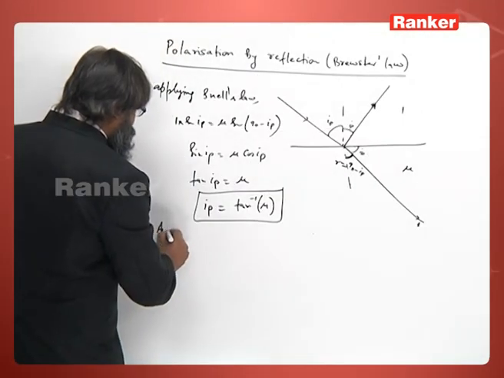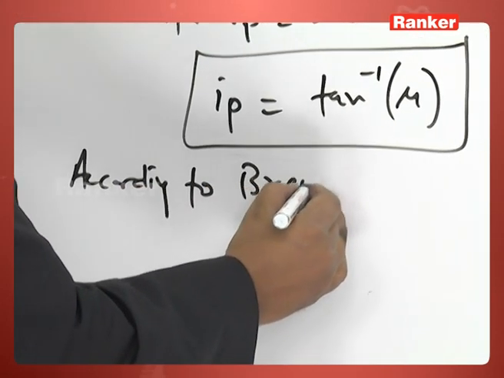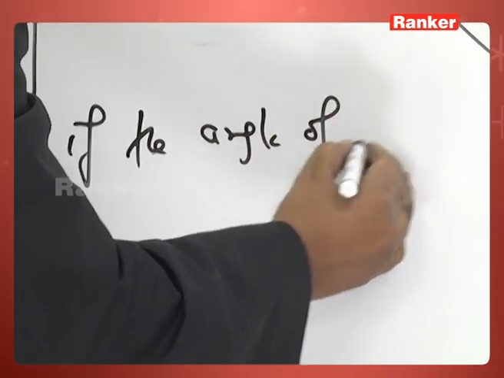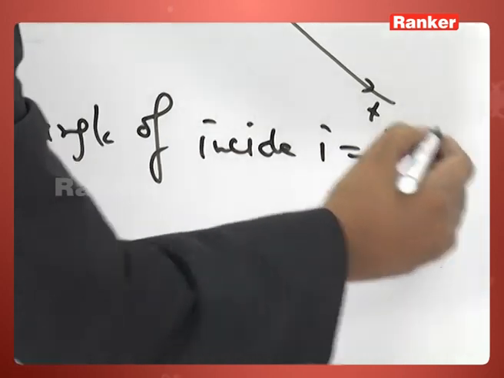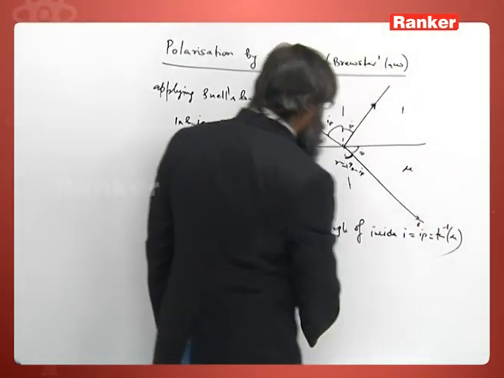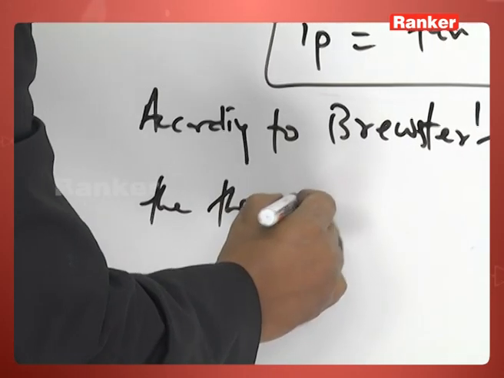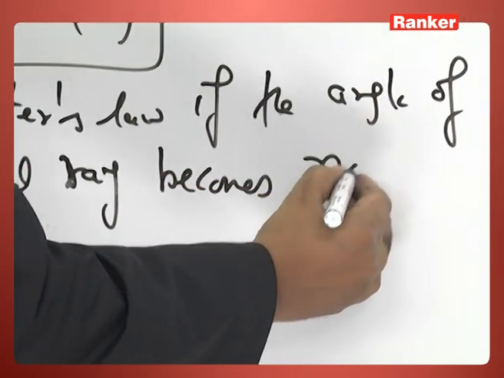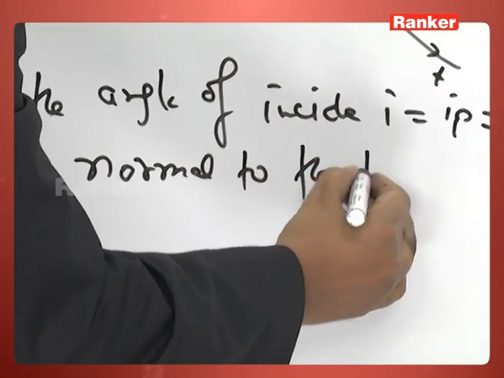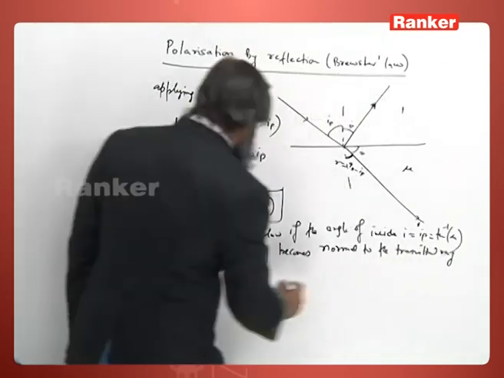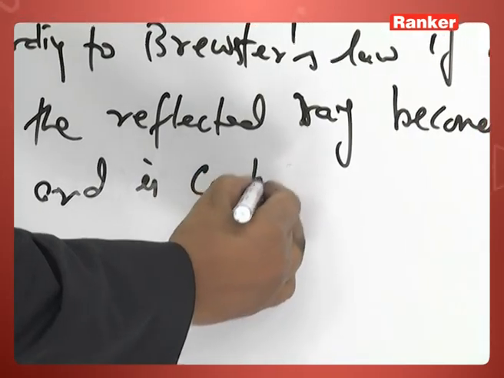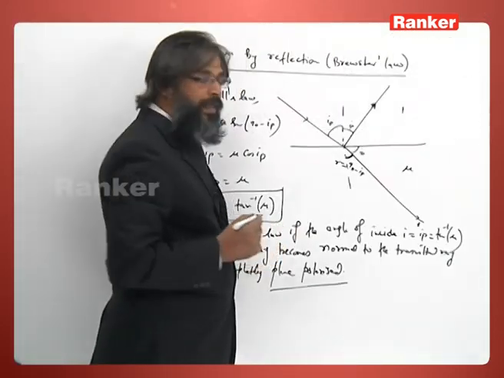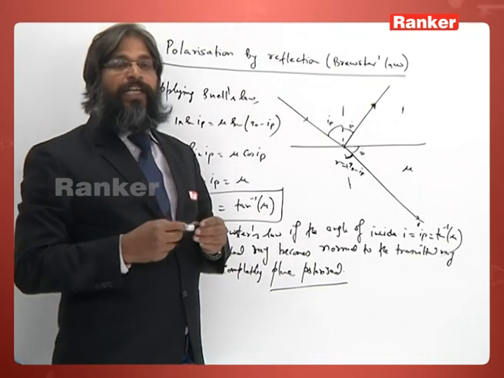Thus, according to Brewster's law, if the angle of incidence i is equal to IP, which is equal to tan inverse mu, then the reflected ray becomes normal to the transmitted ray and is completely plane polarized. The reflected rays are generally partially polarized.